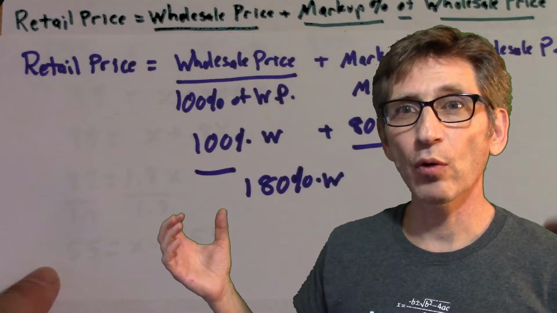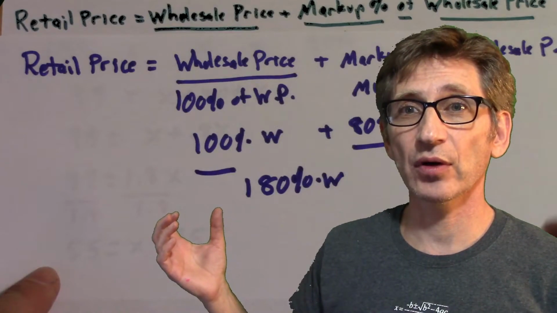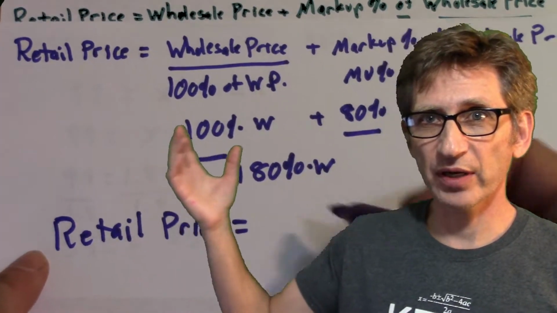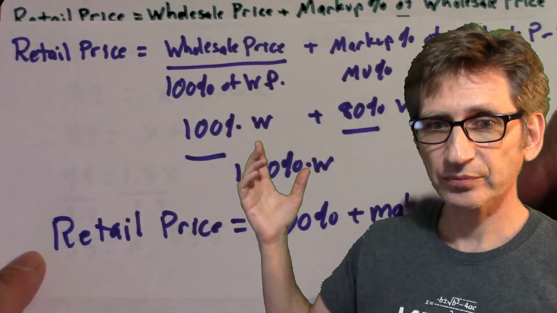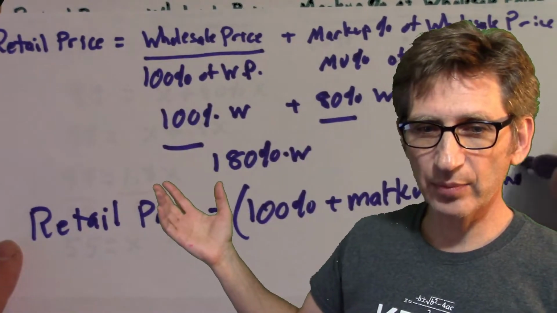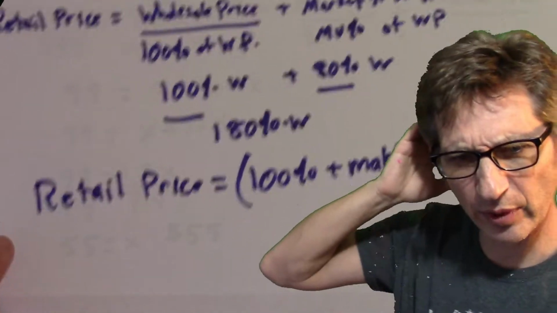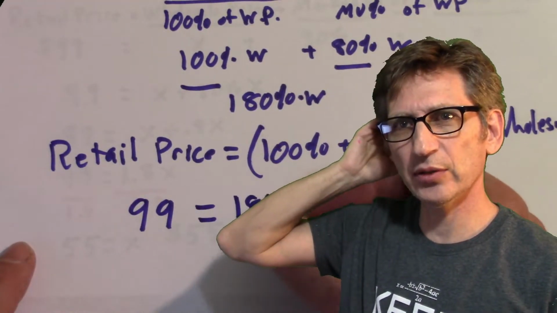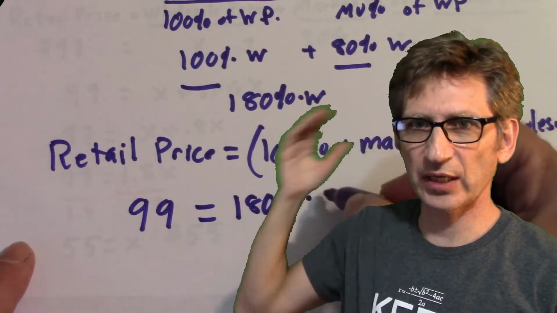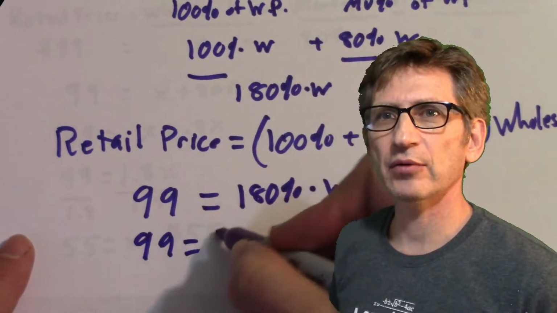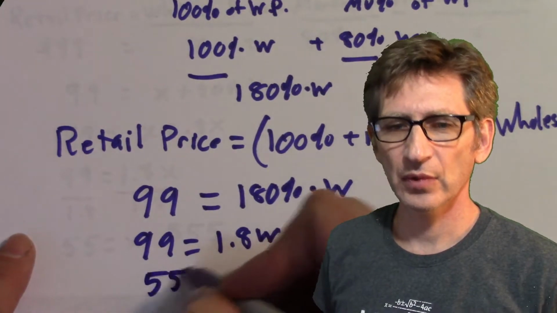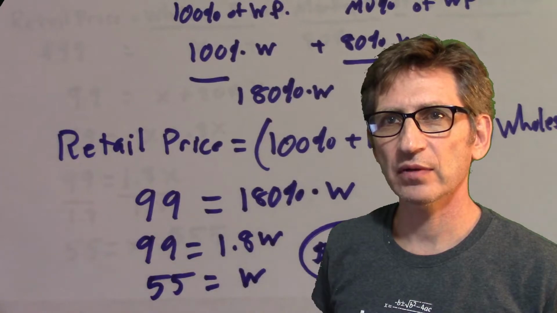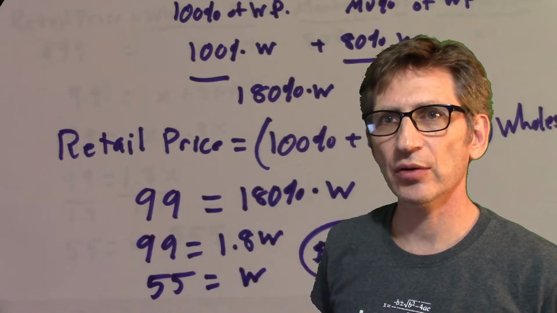So that means we have 180% of the wholesale price. So 180% of the wholesale price will give us the retail price. We can set that up in a little bit of a shorter equation. $99 equals 180% times W. I'm going to use W now because I can. So 99 equals 1.8W. Divide both sides by 1.8 and you get 55. So $55 is the wholesale price.